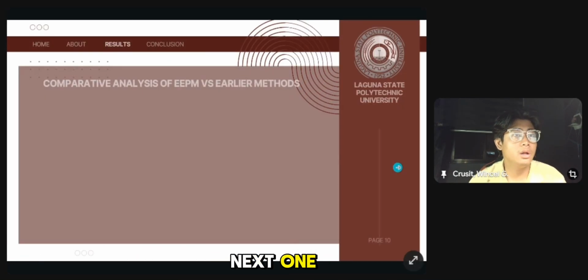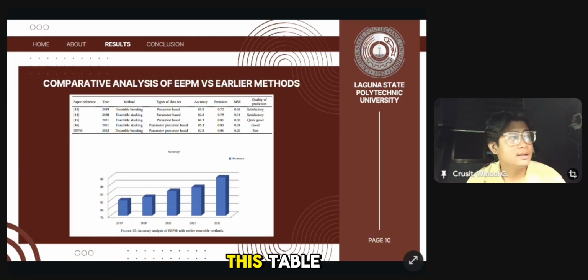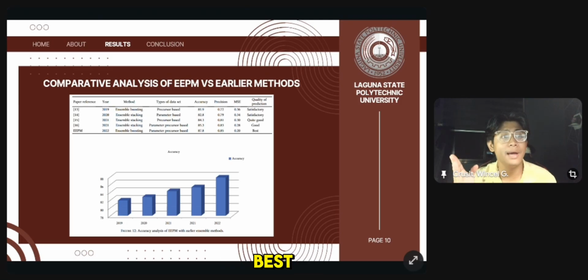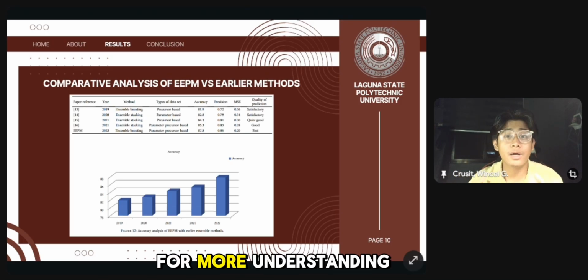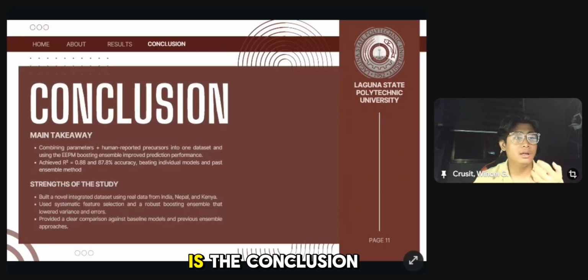Next one is a comparative analysis of EEPM versus earlier methods. This table and this figure show a comparison with earlier ensemble methods from 2019 to 2021. The EEPM model had the highest accuracy among all, at 87.8%, and the lowest MSE. The graph showed an upward accuracy trend, proving that the 2022 EEPM is the best among the compared models. For more understanding of the graph, you can pause the video so that you can see and classify what the graph indicates. And lastly is the conclusion.